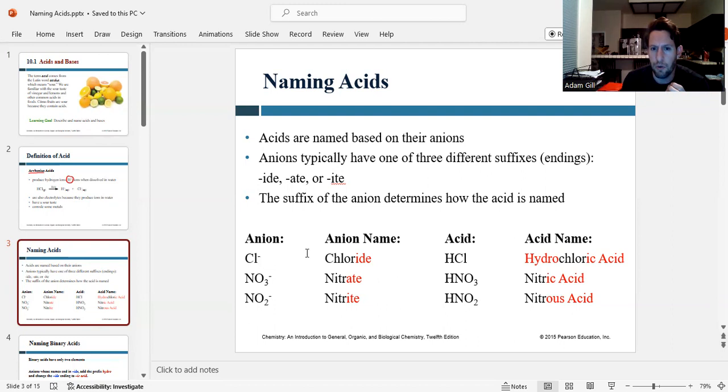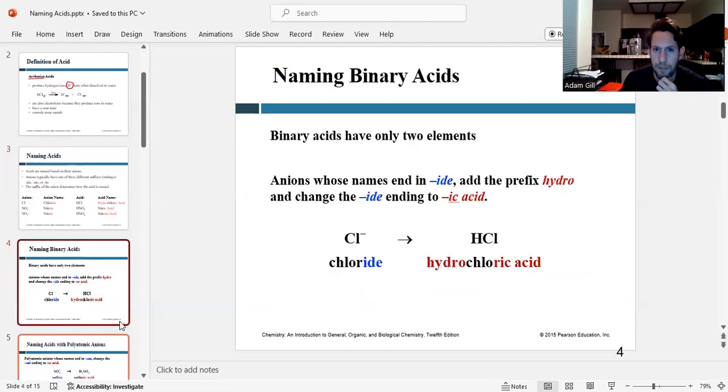If the anion is chloride, the acid would be HCl, and we would name it hydrochloric acid. If the anion is nitrate, it would be HNO3 as the acid, so we would call it nitric acid. Or if the anion is nitrite, the acid would be HNO2, and we would name it nitrous acid. So let's take a look at these three different situations in detail.